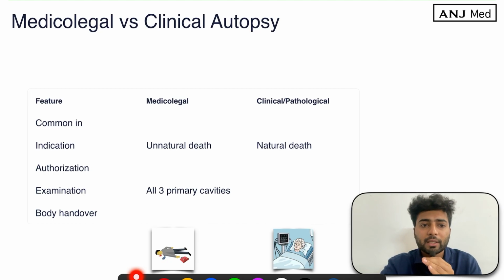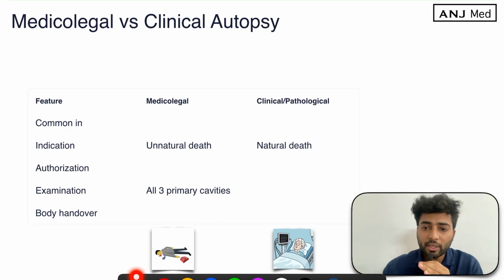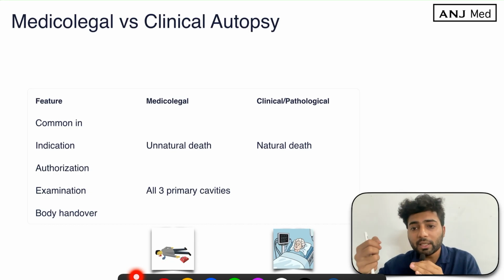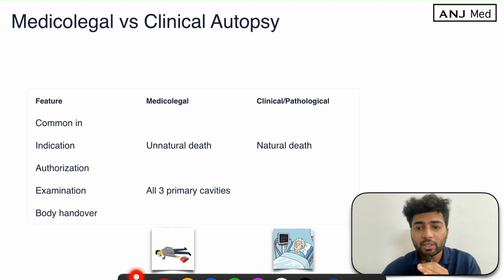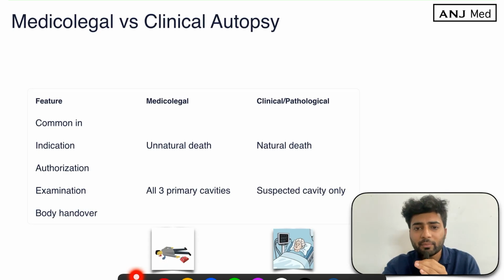Now, in unnatural death, let's say a person is killed by a gunshot wound. We can clearly see that the dead body has the gunshot wound mark, but we also have to examine all 3 primary cavities, because it is possible that the person was given poison and died before the gunshot wound, or to disturb the investigation they put the gunshot wound mark there. So all 3 cavities are examined in case of an unnatural death, while in clinical or pathological autopsy we just examine the suspected cavity.